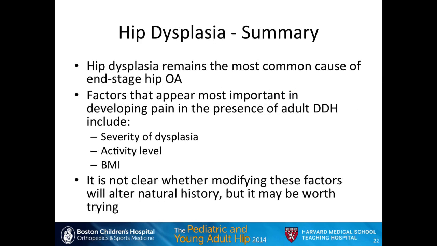So in summary, what do we know about DDH? Well, hip dysplasia remains the most common cause of end-stage hip arthritis. We've talked about that. And the factors that appear most important in developing pain in the presence of adult DDH still include severity of dysplasia and activity level. BMI still needs to be accounted for a little bit, but I think there's some good data to support that. And intuitively, again, I think it makes some sense.